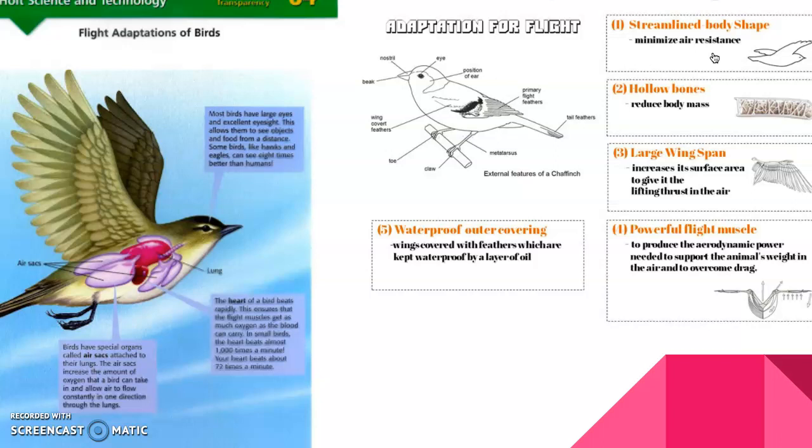And birds also have powerful flight muscles on their chest, which supports them. And these muscles are attached to a large breastbone called the keel, which holds them in place and allows the bird to flap its wings.